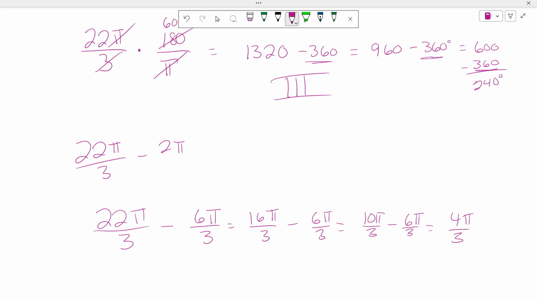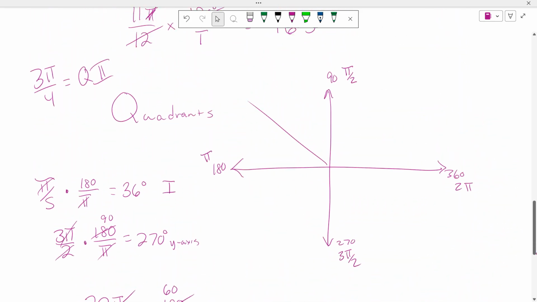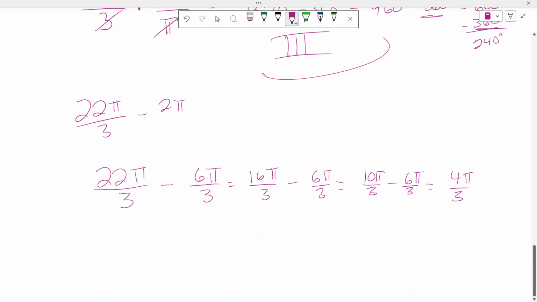And 4 pi over 3 is something that we could figure out on our unit circle. So 4/3, 1/3 is there, 2/3 is there, 3/3 is pi, so 4/3 must be more like down here. This is 4 pi over 3, which is in quadrant 3, which we said before. Quadrant 3 for that. Okay?